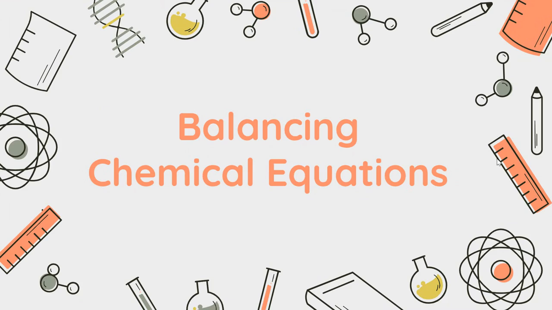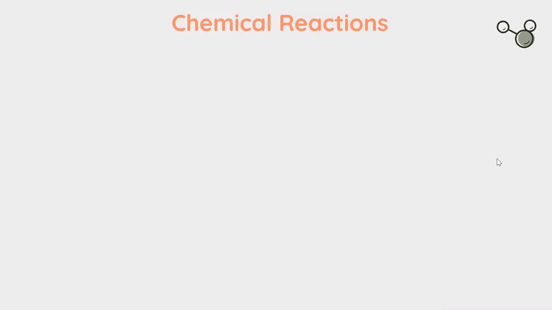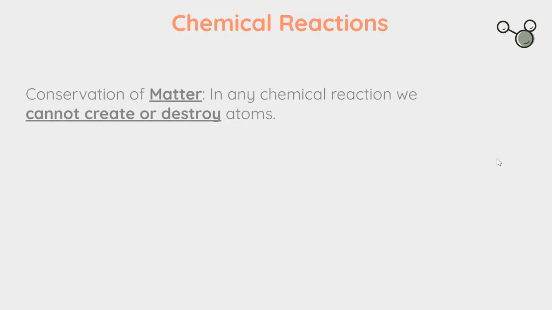In this video, we're going to go over balancing chemical equations with a little bit of a quiz. First, let's talk about chemical reactions. When we have chemical reactions, we must abide by this rule called the conservation of matter. In any chemical reaction, we cannot create or destroy atoms.